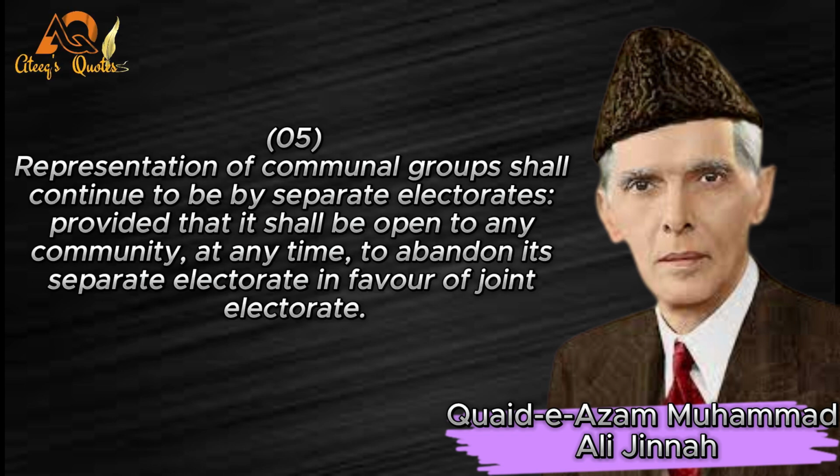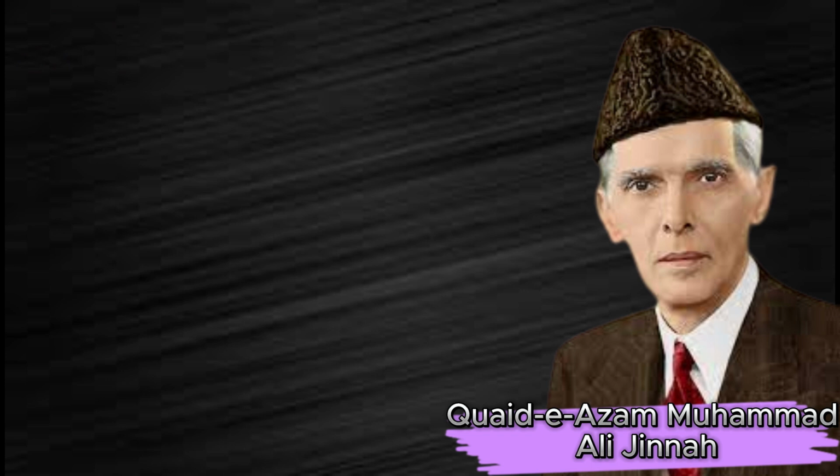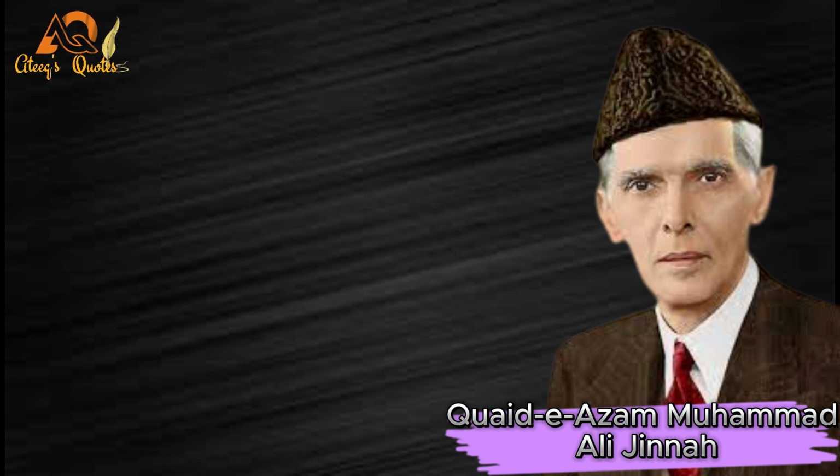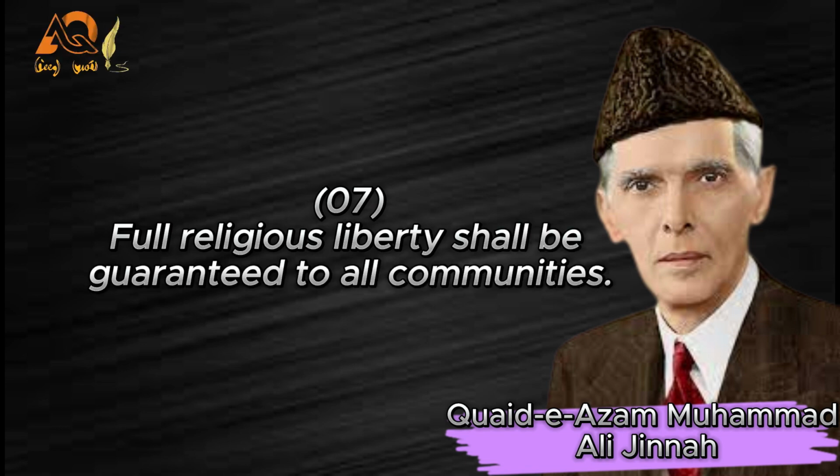5. Representation of communal groups shall continue to be by separate electorates, provided that it shall be open to any community, at any time, to abandon its separate electorate in favor of joint electorate. 6. Any territorial distribution that might at any time be necessary shall not in any way affect the Muslim majority in Punjab, Bengal, and NWFP provinces. 7. Full religious liberty shall be guaranteed to all communities.